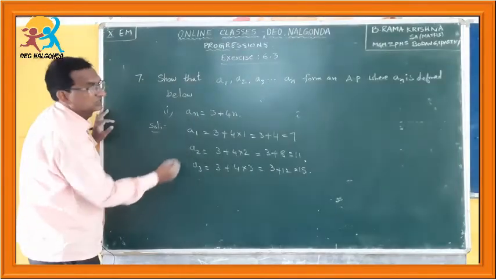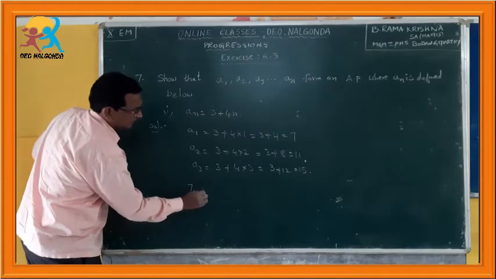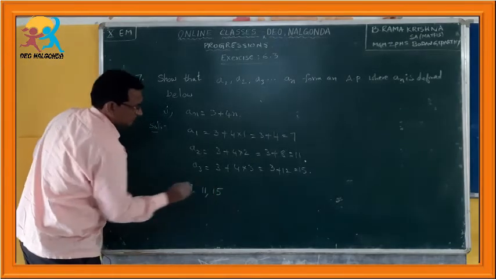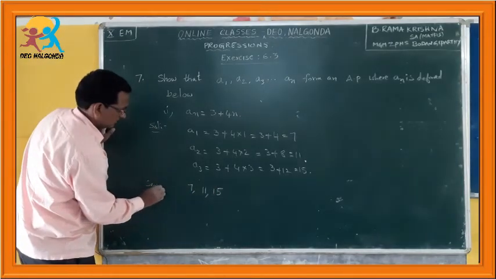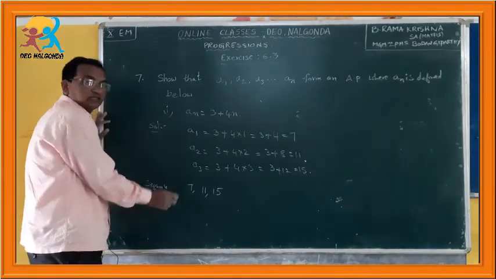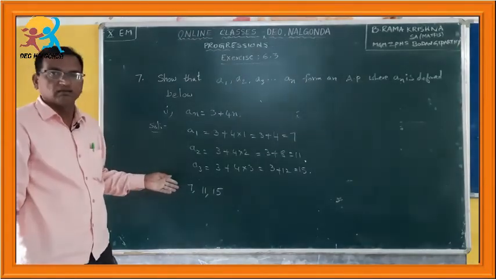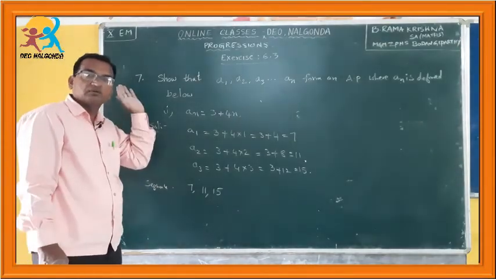Now, A1, A2, A3, let us write those things. 7, 11, 15. Okay, this is the sequence. Now, you have to show that this sequence forms an AP. This is the problem belonging to the first exercise.